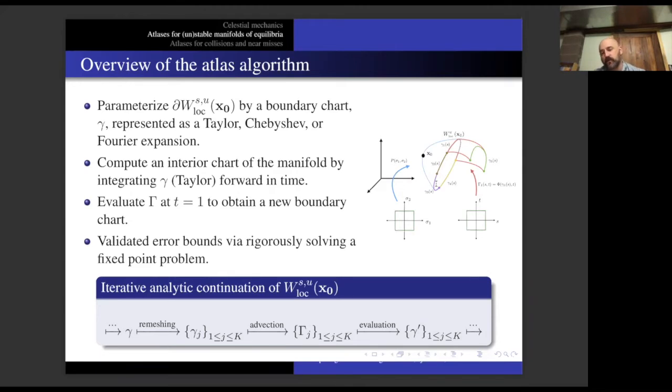We can chop that up into pieces. So here there are 4 different colors, where we've meshed it into 4. In this schematic, it's 1-dimensional, so these would be arcs. And then each one of these we rigorously or non-rigorously integrate forward, obtaining for each chart a new d+1 dimensional Taylor expansion, where the new dimension here is now time. So one of these patches is pictured over here on the right.